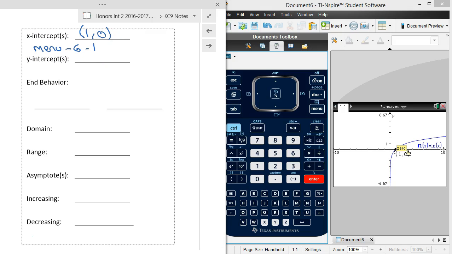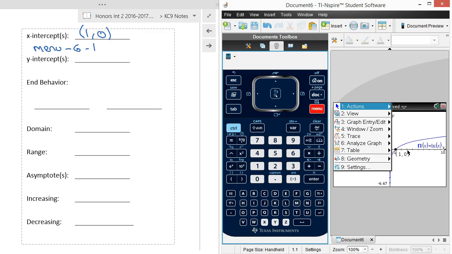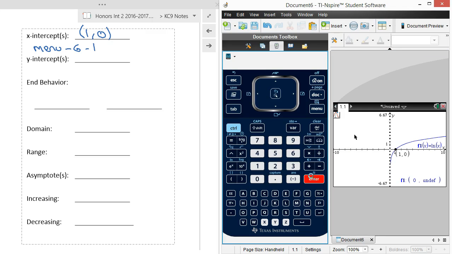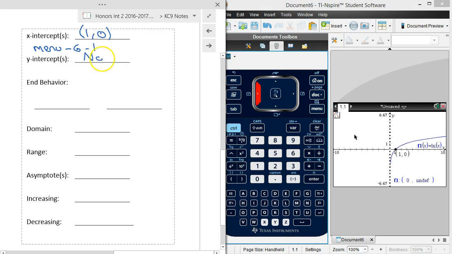Now for this one, we can see, just like our last one never crossed the x-axis, this one is actually getting closer and closer to the y-axis. I can go to menu, trace, graph trace, right? And it does say 0 is undefined. It's never actually touching that y-axis. So this one has no y-intercept, so none.